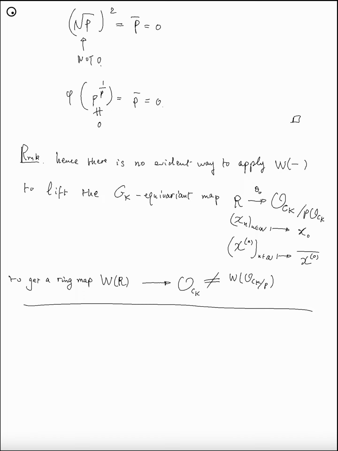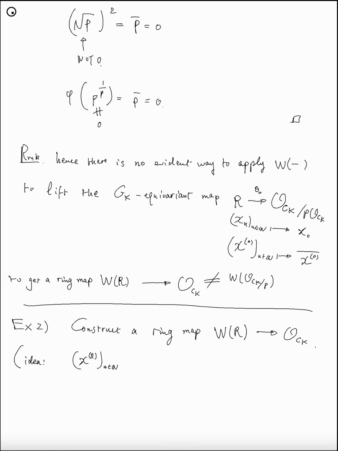So let's construct such a map. Exercise 2. Construct a ring map from WR to OCK. So what's in my mind was that, let me start with xn, and then I would like to map it to x0. Sorry, should not write this. Well, yeah, this is not very easy to write. I would like to write it this way.